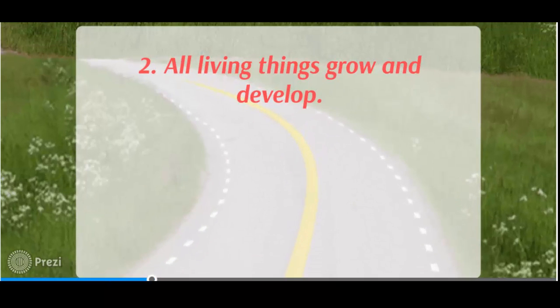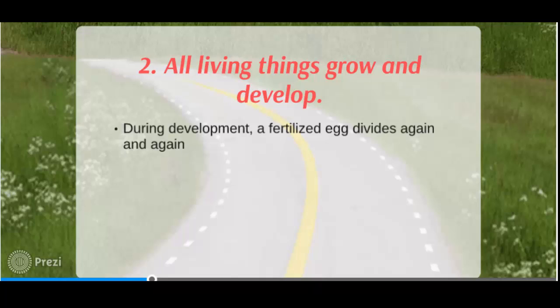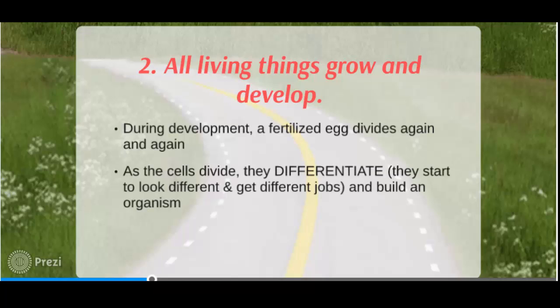Number 2, all living things grow and develop. During development, a fertilized egg divides again and again and again until eventually you have enough cells to build up an organism. As the cells continue to divide, they differentiate. They get different jobs and become specialized to build up an organism. For example, you have a seed that grows up into a plant.